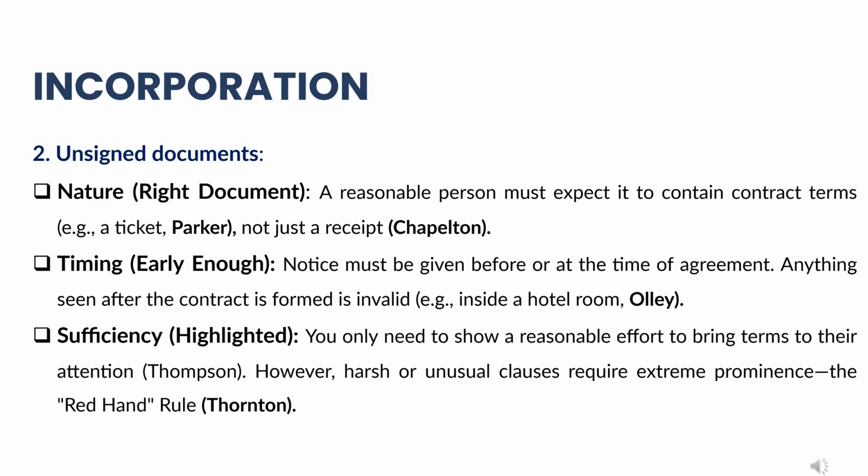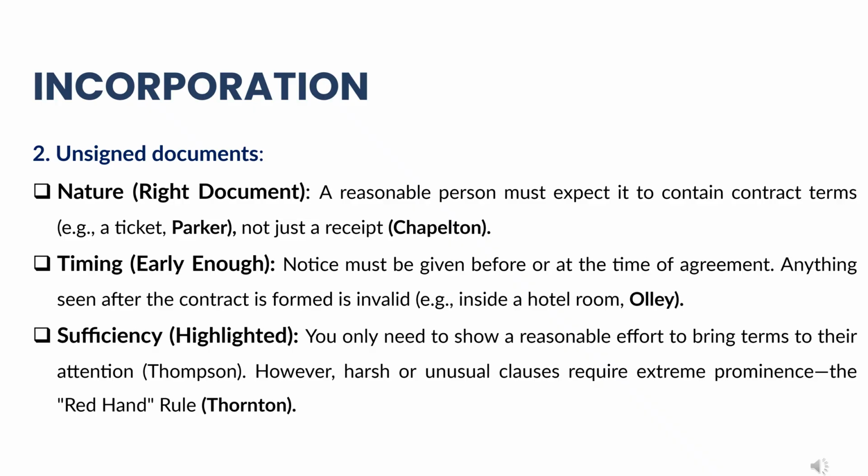In many everyday transactions, people do not sign a formal agreement. Instead, terms may appear on tickets, receipts, notices, or booking confirmations. In these situations, the courts apply a series of tests to decide whether an exclusion clause has been properly incorporated into the contract. The first test focuses on the nature of the document. The court asks whether the document is one that a reasonable person would expect to contain contractual terms.